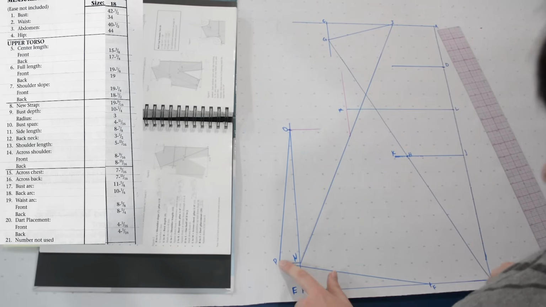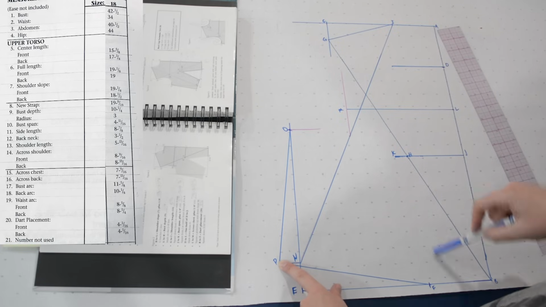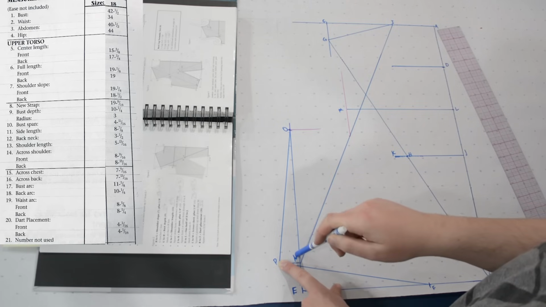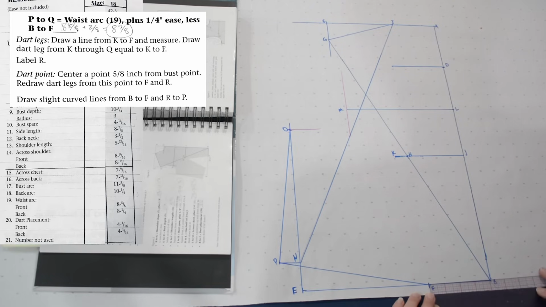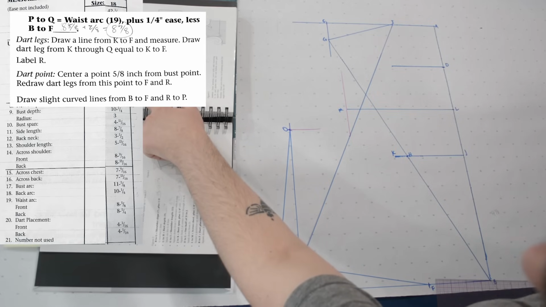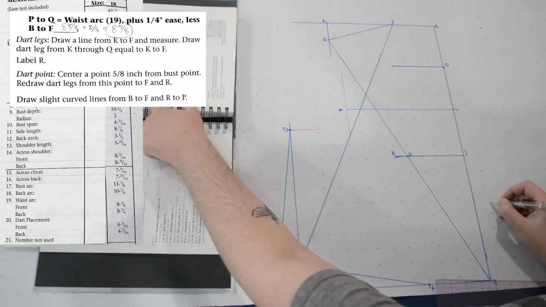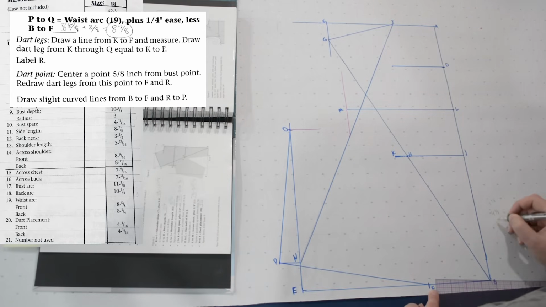All right, so from P to Q, P to a new line called Q, where's that going? Down here somewhere. Remember, there's going to be a dart in here, so we're kind of working to create that. From P to Q is the waist arc measurement plus 1/4 ease minus B to F. From B to F on my pattern is 4 1/8. And so I need waist arc, which is 8 5/8 plus 1/4, which is 2/8, so that's 8 7/8. So 8 7/8 minus B to F, 7/8 minus 1/8 is going to be 6/8. So we need 4 6/8 is what P to Q is.